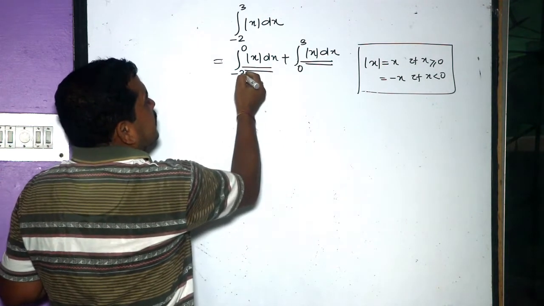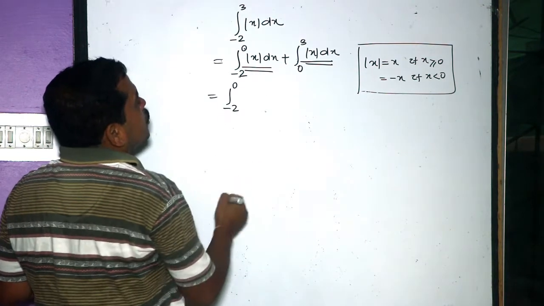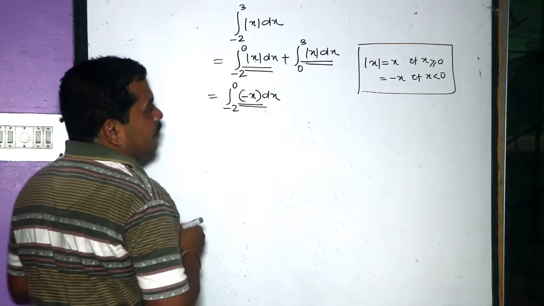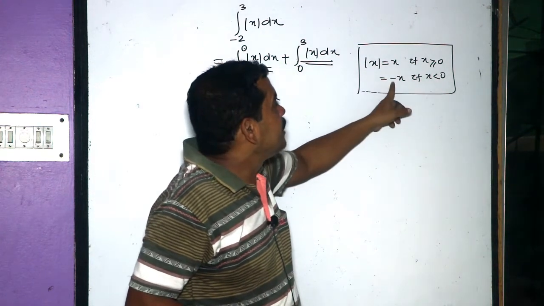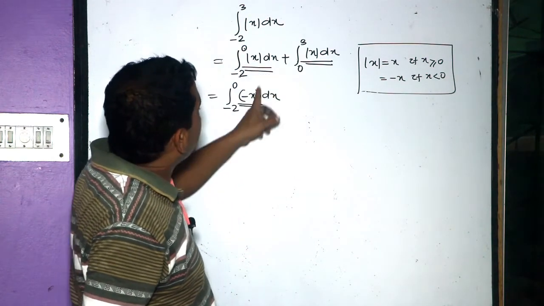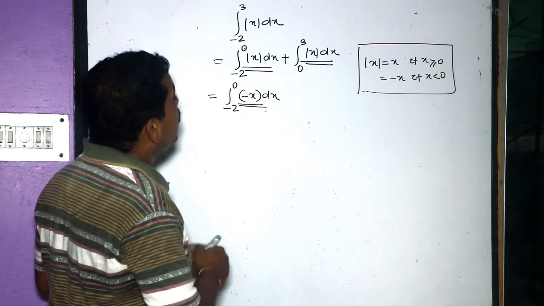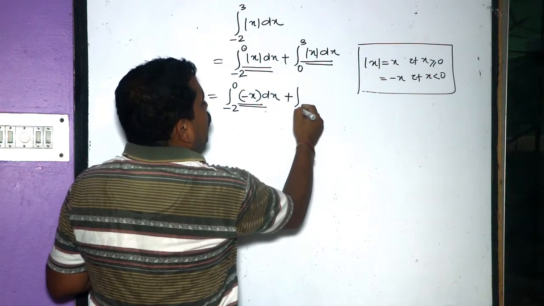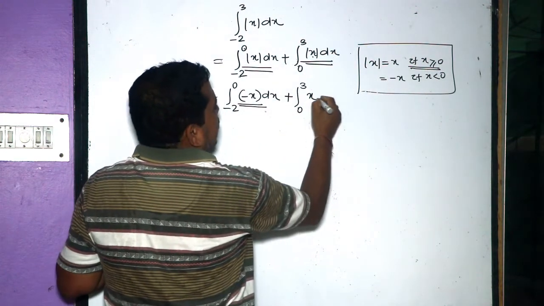Here x is between -2 and 0. So this becomes ∫ from -2 to 0 of -x dx, because here x is negative. If x is less than 0, |x| will be -x. |x| cannot be integrated directly, so we have to remove the modulus, then we can integrate. Next, 0 to 3 of |x|. Here x is positive, so |x| is x dx.